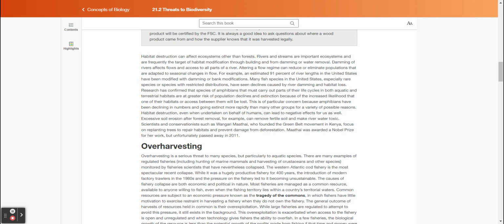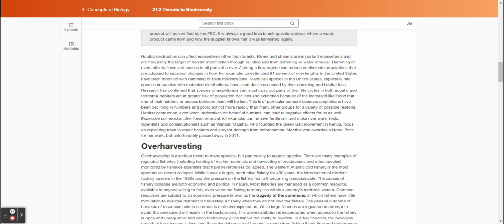For example, an estimated 91% of river lengths in the United States have been modified from damming or bank modifications. Many fish species in the United States, especially rare species or species with restricted distributions, have seen declines caused by river damming and habitat loss.